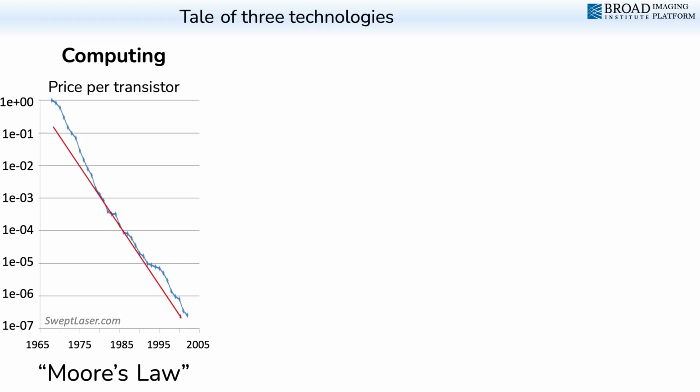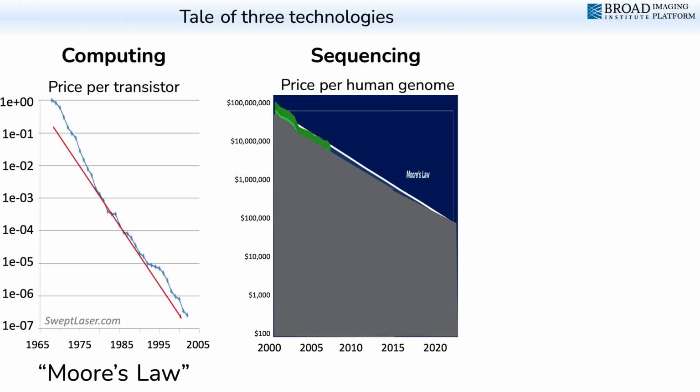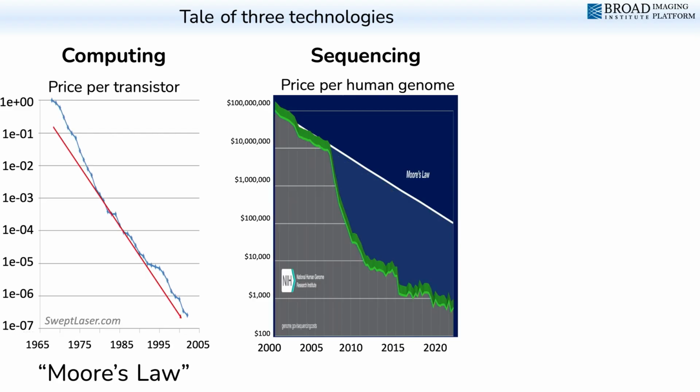And if that seems impressive, then genomic sequencing would blow your mind, because what cost something like $100 million at the beginning to sequence a single human genome now costs less than $1,000, right? So that's also now on a log scale, very, very impressive scaling.